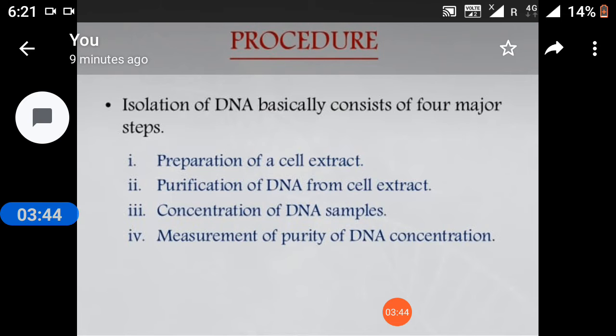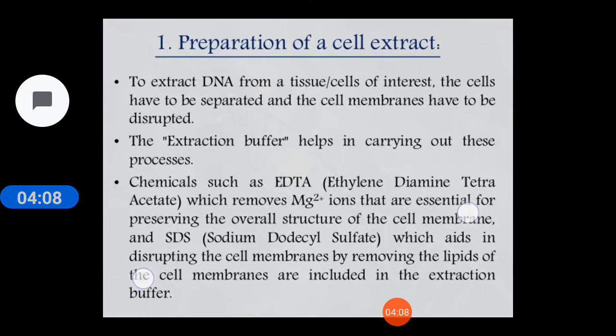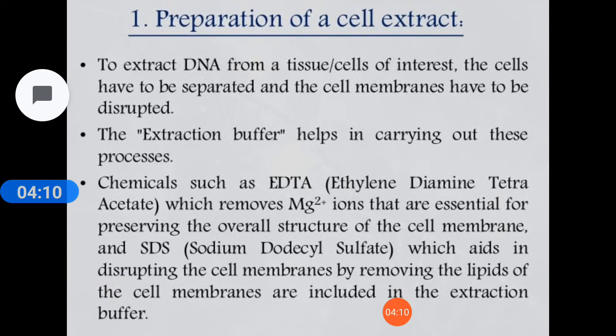Procedures of DNA isolation. Isolation of DNA basically consists of four major steps. Firstly, preparation of cell extracts; secondly, purification of DNA from cell extracts; thirdly, concentration of DNA samples; and next, measurement of purity of DNA concentration. Firstly, let us discuss preparation of cell extracts.